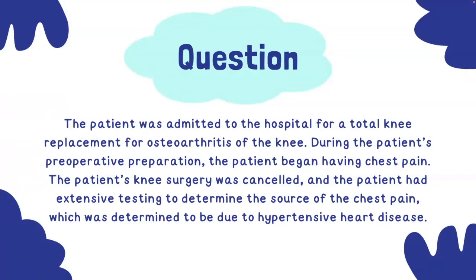Now, just for clarity purposes, if you were coding this, you would have additional diagnoses for the hypertensive heart disease, all that stuff. You would still code that. You would code it as a secondary. All right, next.